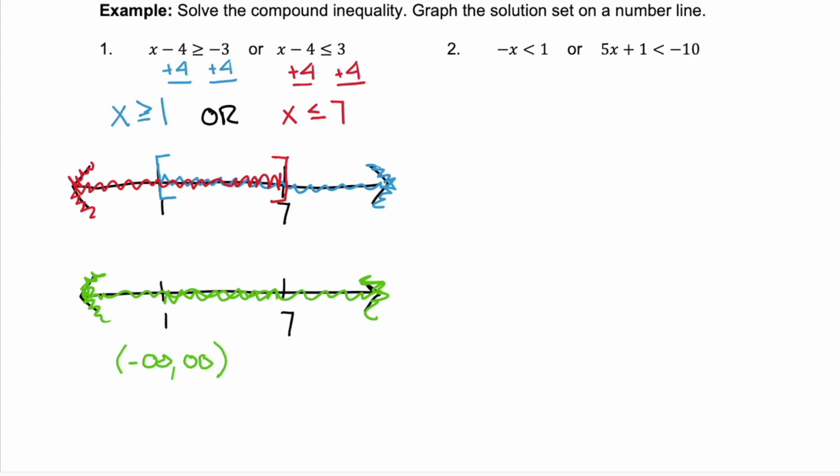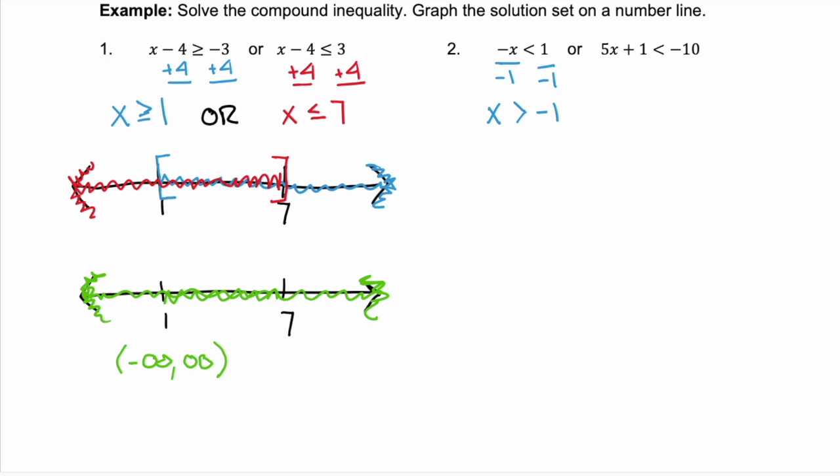Let's look at another example of an OR inequality. So the first inequality, negative x is less than 1. To isolate a positive x, we're going to divide by a negative 1. So that gives us x on the left and negative 1 on the right. Now remember, if you ever multiply or divide by a negative, you have to flip that inequality.